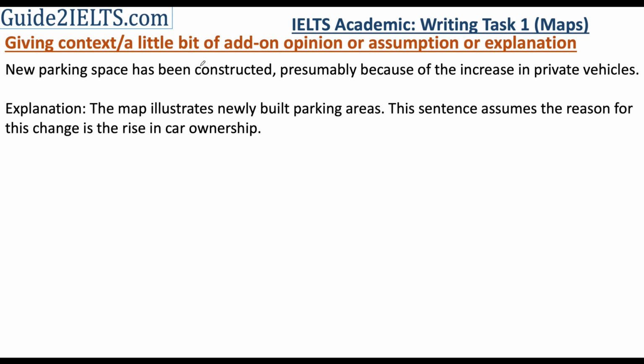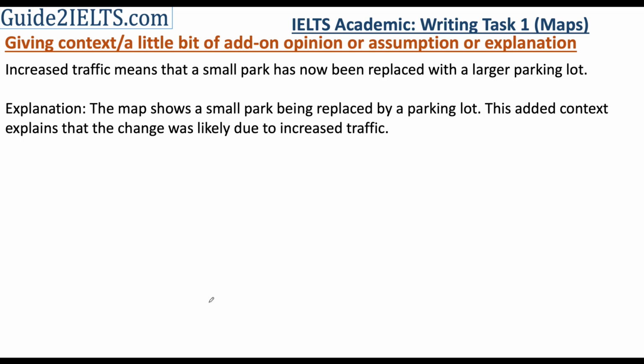New parking space has been constructed, presumably because of the increase in private vehicles. The map illustrates newly built parking areas. This sentence assumes the reason for this change is a rise in car ownership. Increased traffic means that a small park has now been replaced with a large parking lot. So the map shows a small park being replaced by a parking lot. This added context explains that the change was likely due to increased traffic.